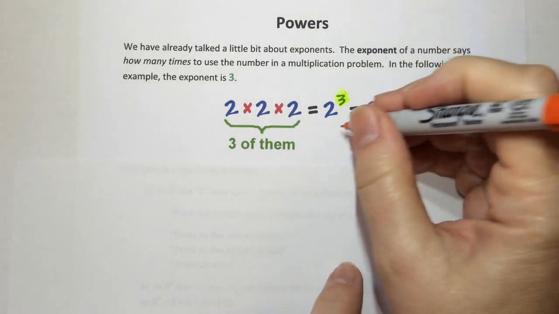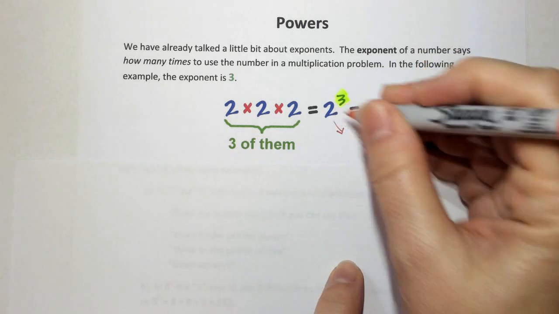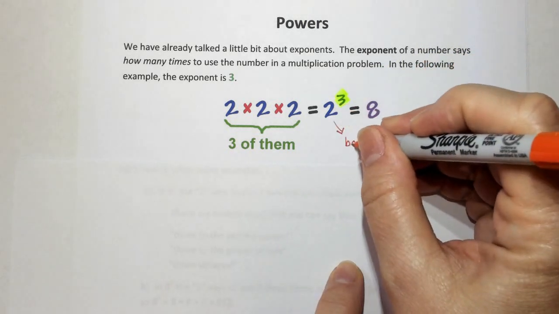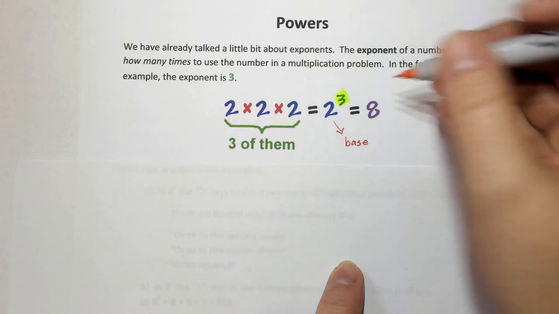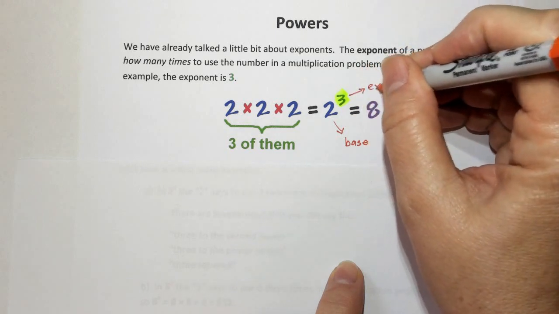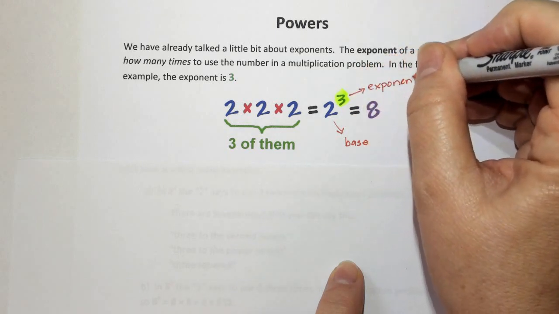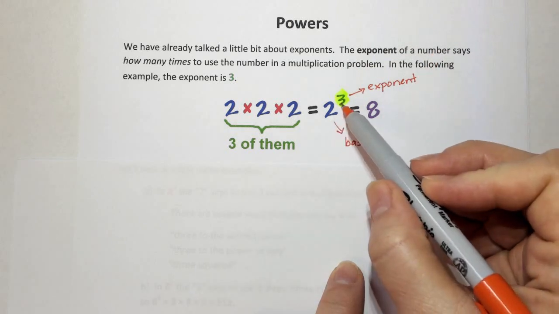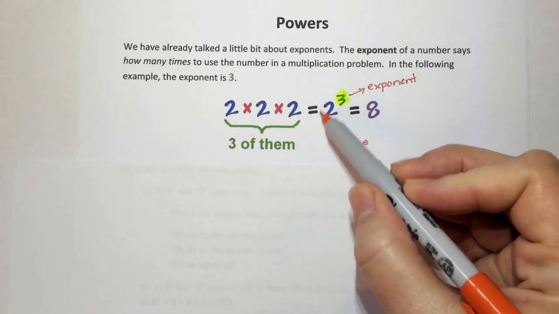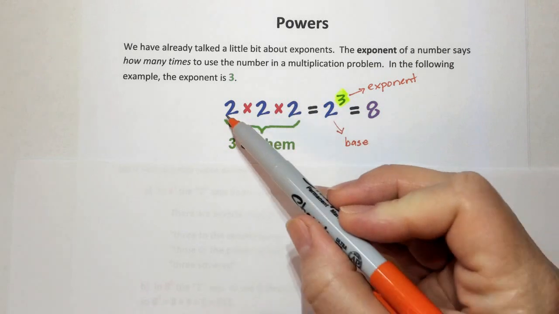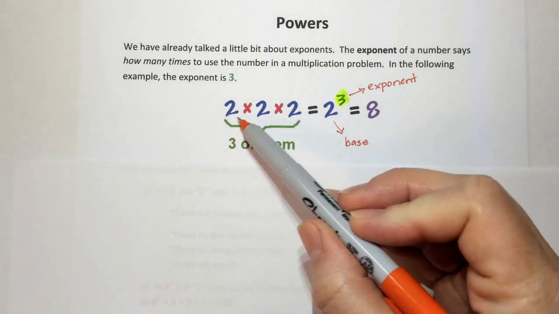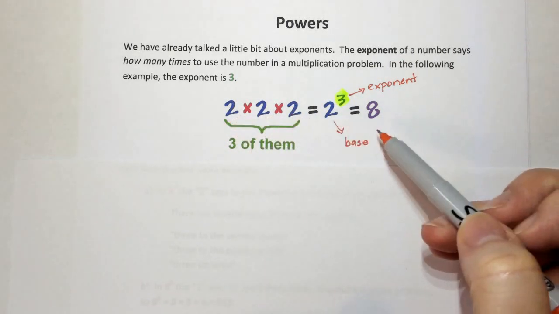And in math, this 2 has a special name. The large number down below the exponent is called the base. That is the number that is being multiplied. So we have exponent and base. So 2 to the power of 3 means that this number, the base, is being multiplied by itself 3 times. 2 times 2 times 2. And the answer would be 8.